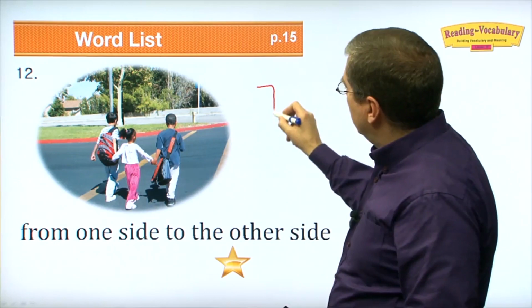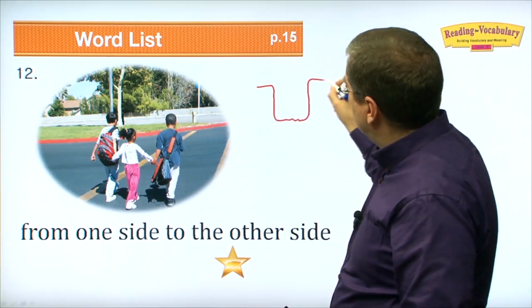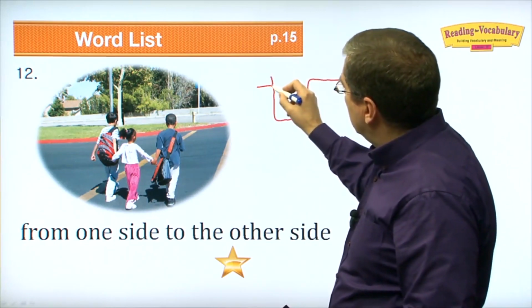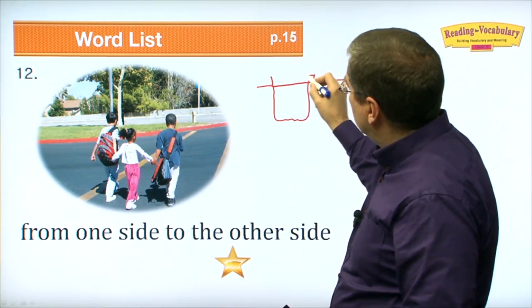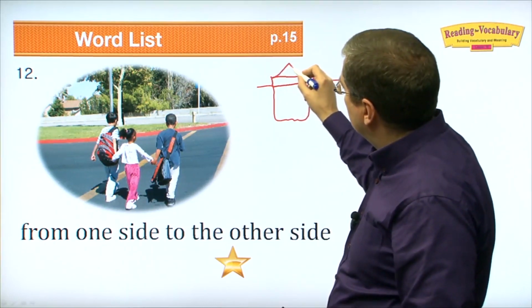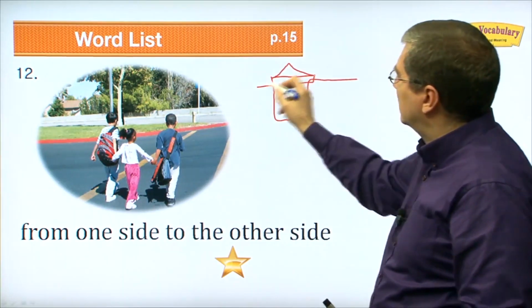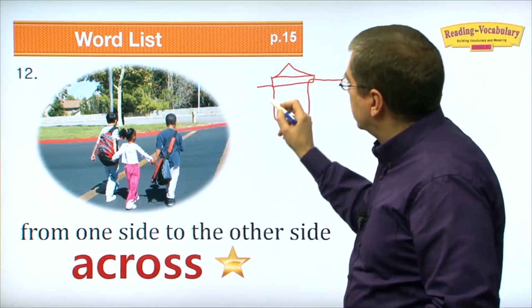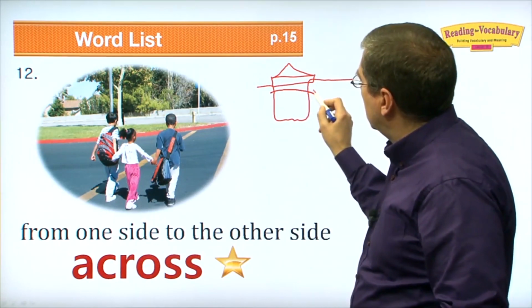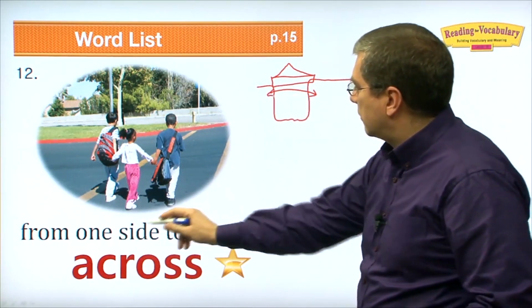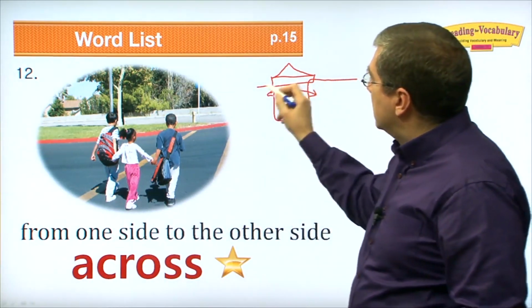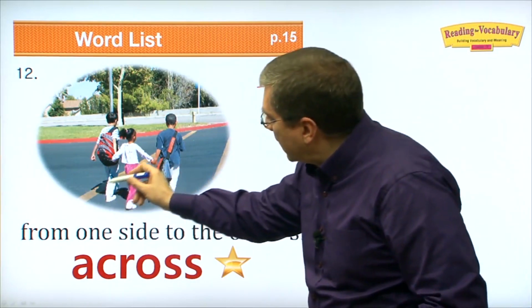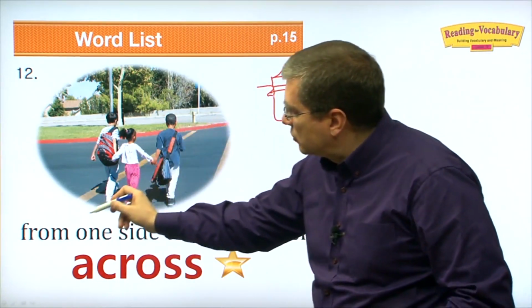Let's say you have a cliff here and there's a river. There's another cliff, okay? And you build a bridge. This is a bridge, okay? I'm not a good artist. But anyway, that's a bridge. This bridge is going across, right? It goes from one side to the other. This is across. This line goes across the street.